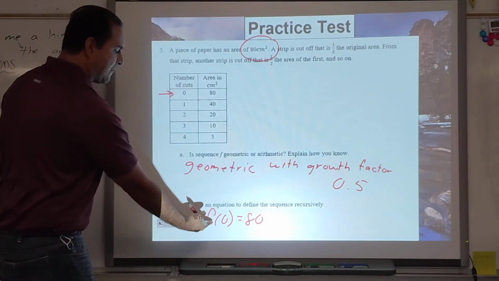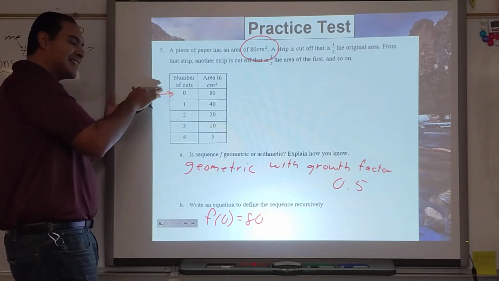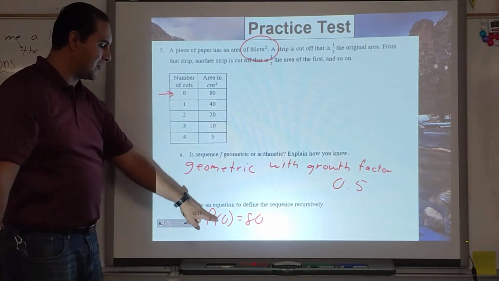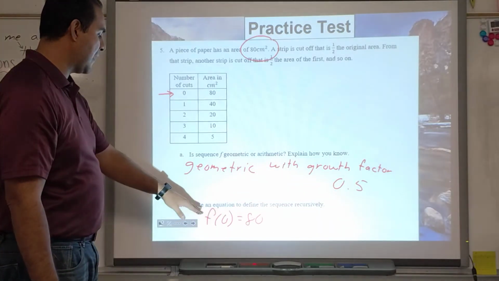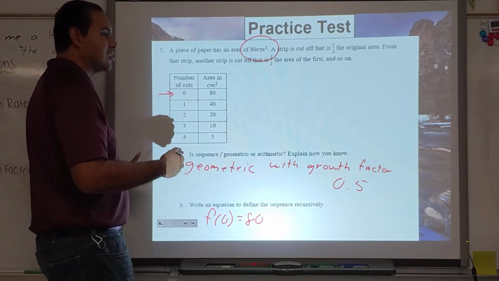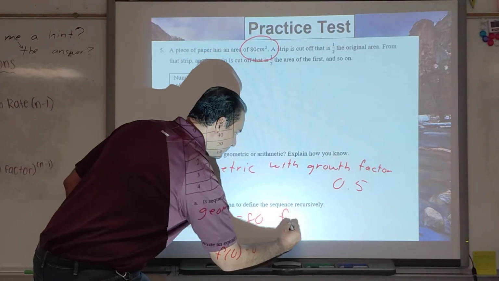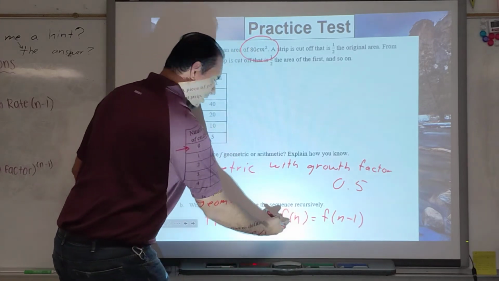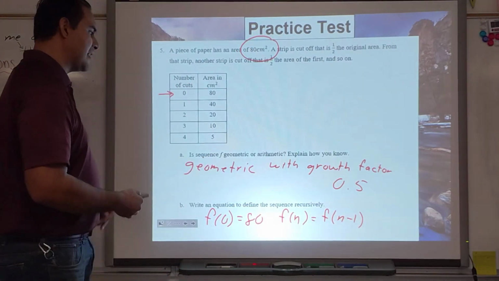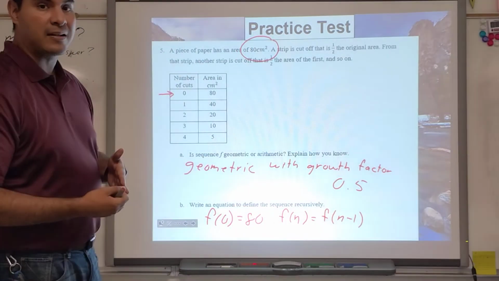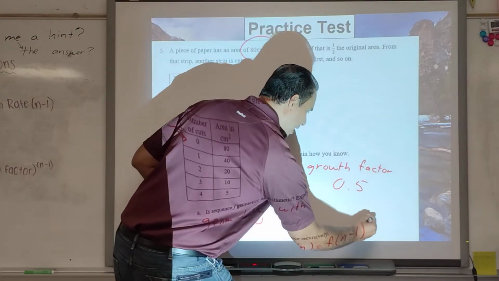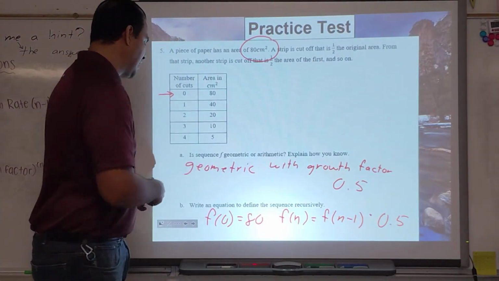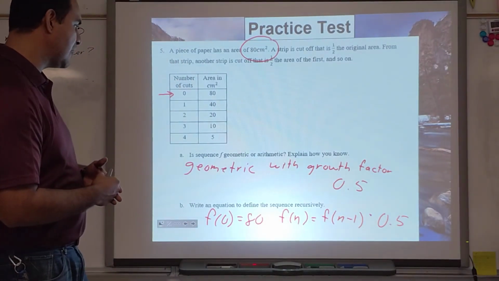Again, normally we write f of 1 for first term. But in this case, we have a real life problem, and the first term is 0 cuts. I'm going to put a 0 here as our first term. f of 0 is equal to 80. And then the recursive form is current term is previous term, and then what were we multiplying by? That growth factor, 0.5. So times 0.5. And that is our recursive form for this sequence.